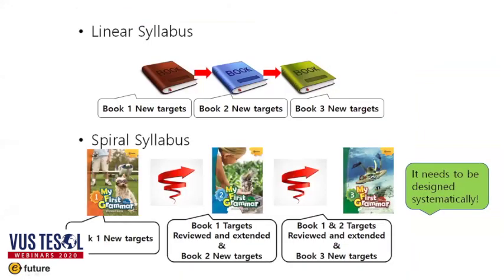So you understand the difference, linear syllabus and spiral syllabus? Not only new targets across the books, but new targets, and the old targets reviewed and extended. So here, in book 3, book 1 and 2 targets are reviewed and extended, and also we do new targets.